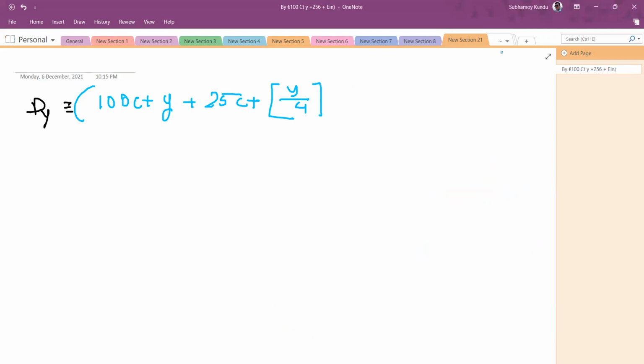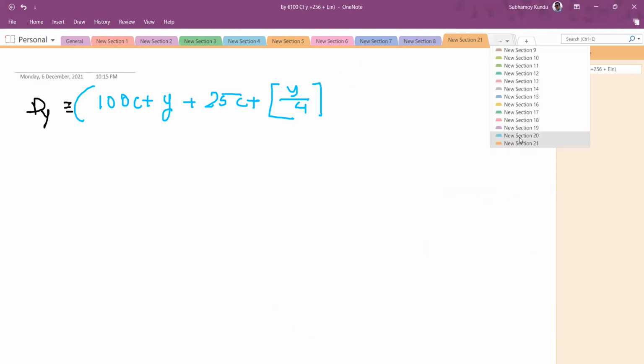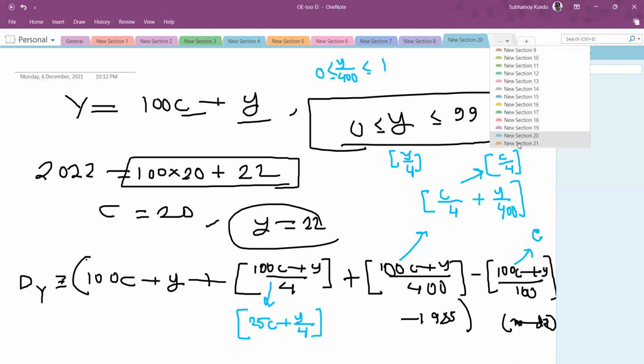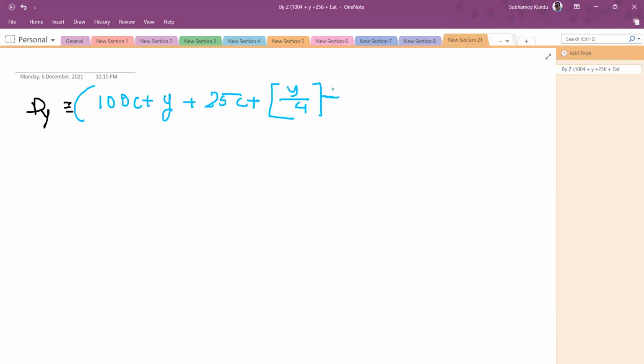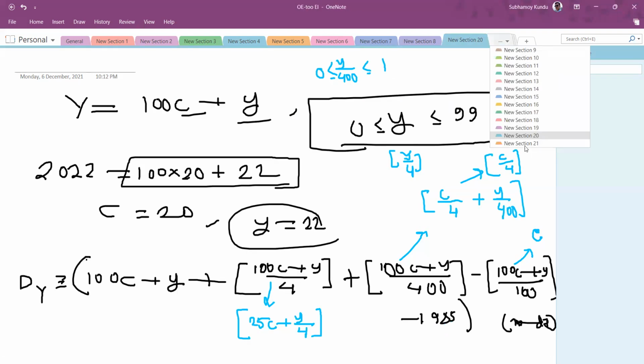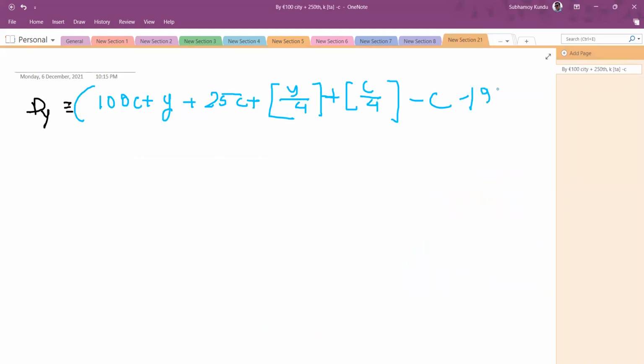Right, then what will you get? Here we are getting only c by 4 and here we are getting only c, plus c by 4 minus c, and then the remaining last term, minus 1985. Right. So this is equivalent to what?